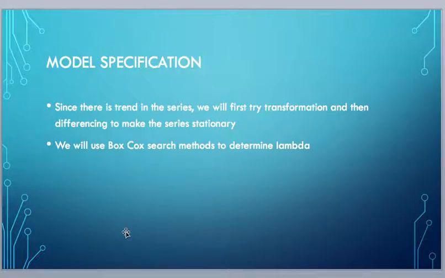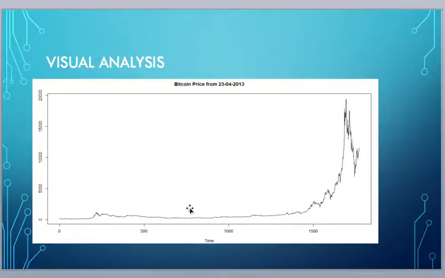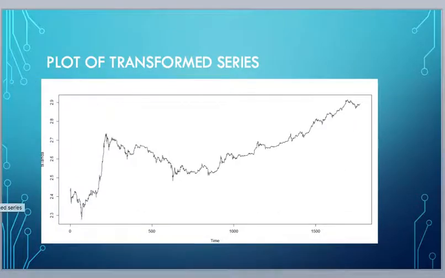So we'll first try the transformation of the series. We'll use the Box-Cox search method to determine the value of lambda that we will use for transformation. In our case, the lambda that we got was 0.33, and we used that to transform the series, and this is how the transformed series looks. As we can see, we have not yet been able to capture that trend in the series, so there is still trend over here, but the changing variance compared to this one has definitely been more stabilized.